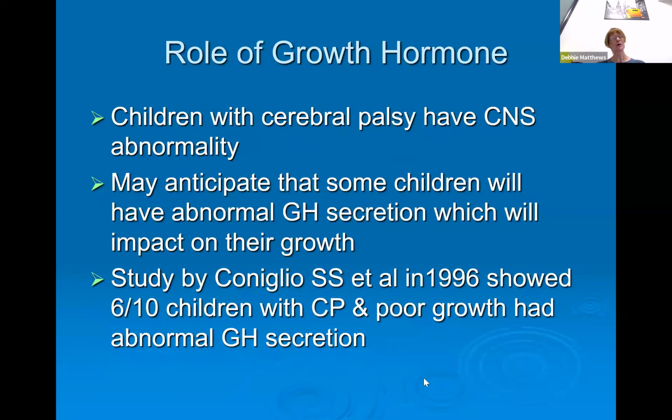So thinking a little bit more about the role of growth hormone, we know that children with cerebral palsy have an abnormality of their central nervous system, and we might therefore anticipate that some of them will have abnormal growth hormone secretion, which will impact on their growth. And a study by Coniglio et al. in 1996 showed that 6 out of 10 children with cerebral palsy and poor growth had abnormal growth hormone secretion.